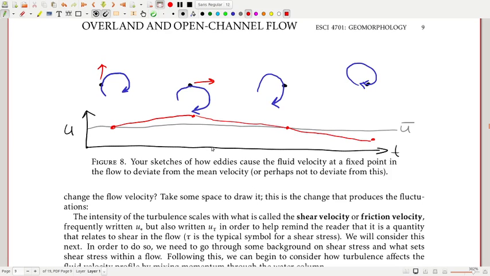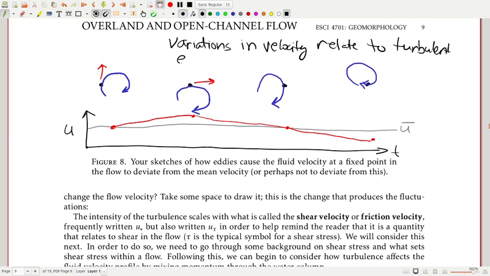And so these variations in velocity, let me write this out: variations in velocity relate to turbulent eddies pushing parcels of flow.